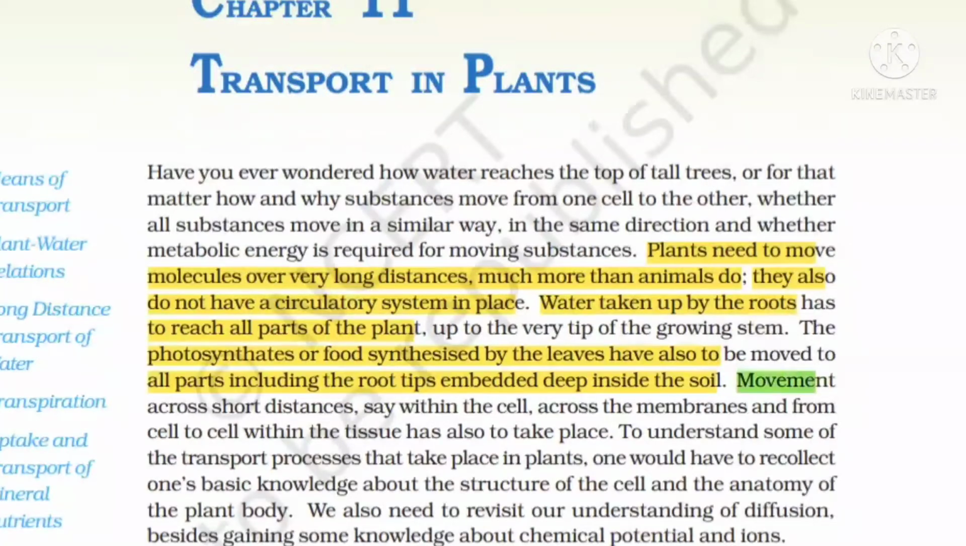So movement across short distance is also going on, within the cell or across the membrane or from cell to cell within the tissue, this also takes place. So in case of plants, a complex traffic movement is going on. Long distance movement is going on. Short distance movement is also going on.